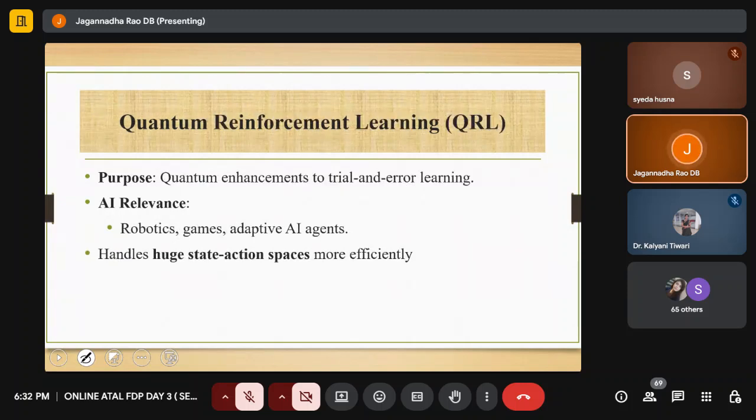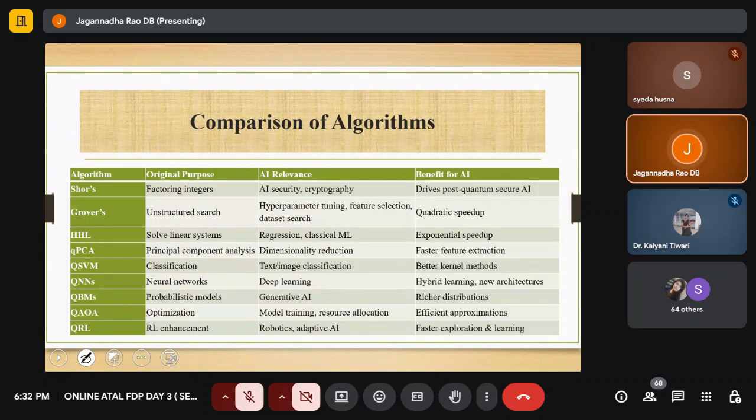And the last one is quantum reinforcement learning. It is used for enhancements to trial-and-error learning, robotics, games, adaptive agents, and also for handling huge state-action spaces more effectively. So mainly, among all the algorithms, Shor's and Grover's and the remaining ones, I go with only two algorithms.